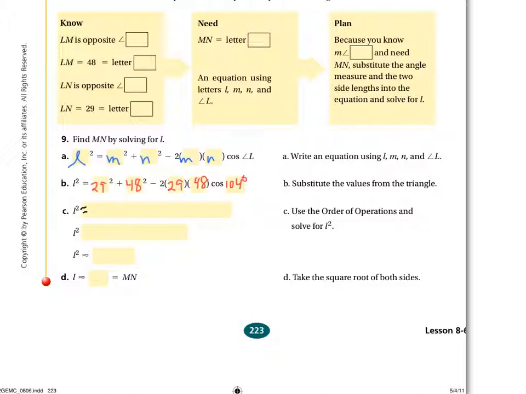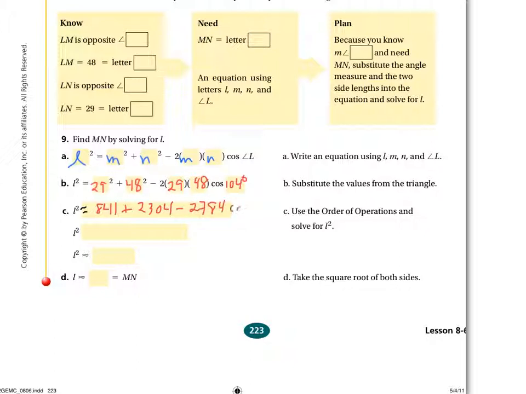Right. So we end up with a very large number, which for the video purposes, let me just put something on here. 29 squared. So this was 841 plus 48 squared was 2304 minus 2 times 29 times 48.